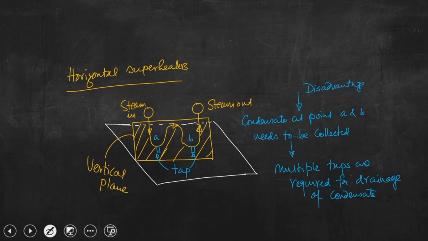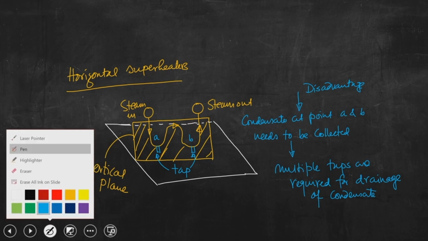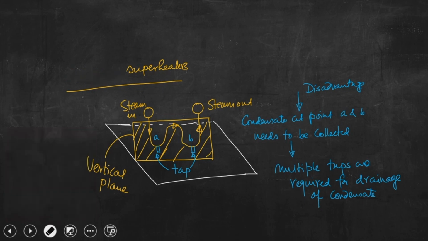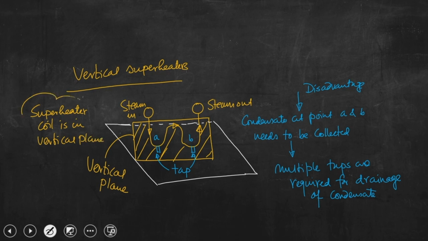So, this is the vertical type, not the horizontal type. Let me write here: vertical superheaters, where the superheater coil is in the vertical plane. So, this is the disadvantage.